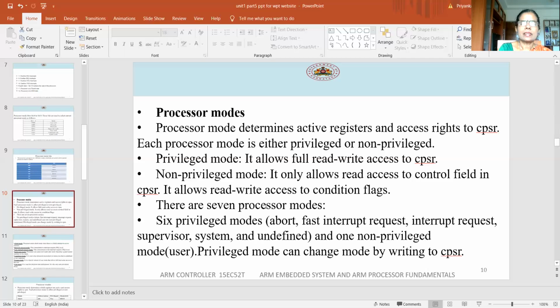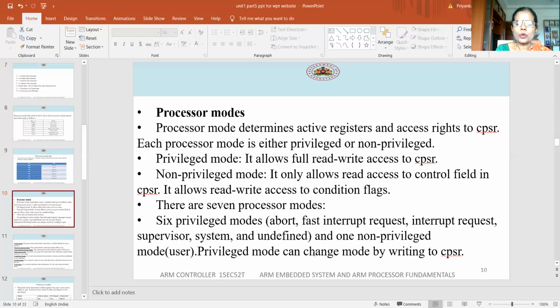So in total, there are 7 processor modes. Out of 7, 6 are privileged modes. Privileged means you will have full read and write access on the CPSR. So 6 are privileged modes and only 1 is non-privileged mode. So it is easy to remember. The non-privileged mode is user mode, and the remaining 6 are privileged modes.